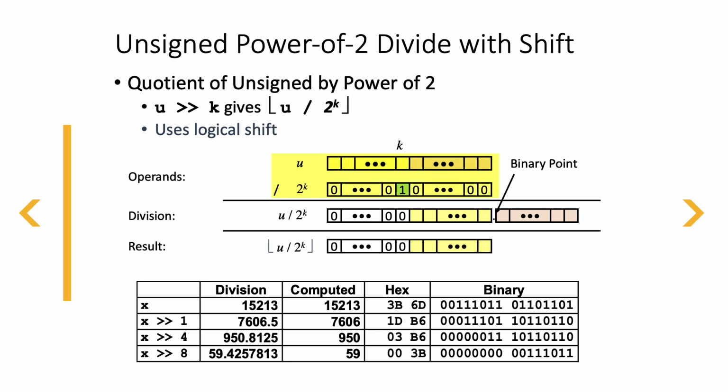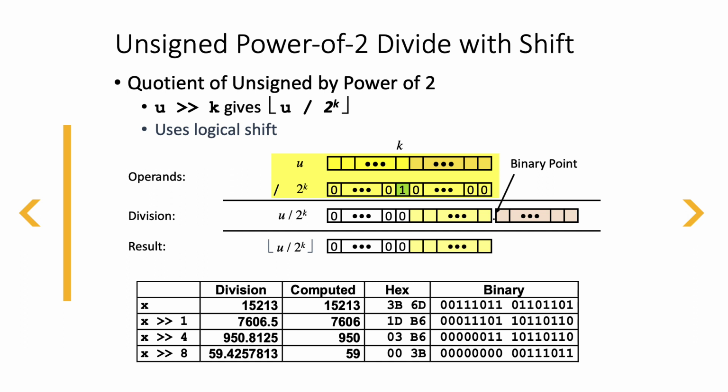Now, when we take a look, we have our two operands, right? So our 2 to the k is going to be where we'll shift to the right by k, and we'll use a logical shift. Keep in mind that there's a difference between logical shift and arithmetic shift, and this is why we focused on that in a previous video. So go back and review that if you don't remember how that works, but we want to keep in mind that when we do a power of 2 divide with a shift, we're going to use a logical shift.